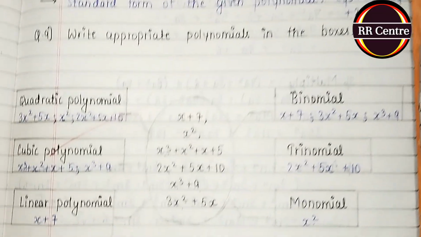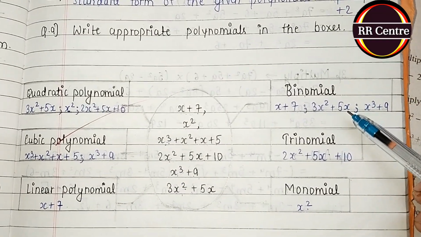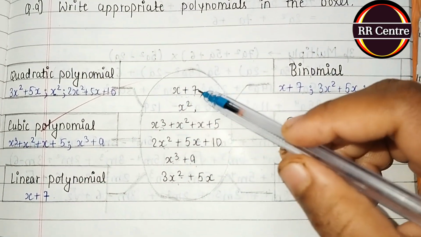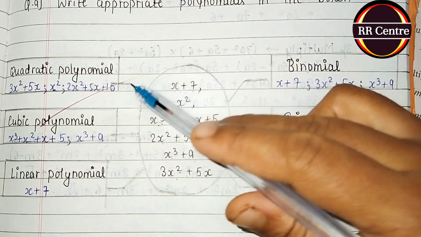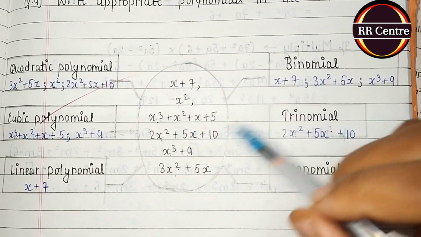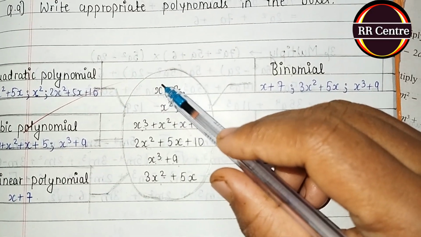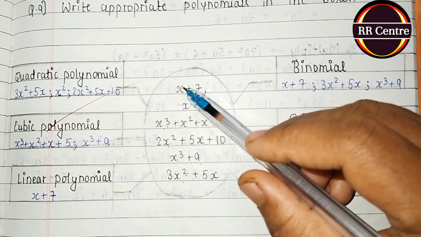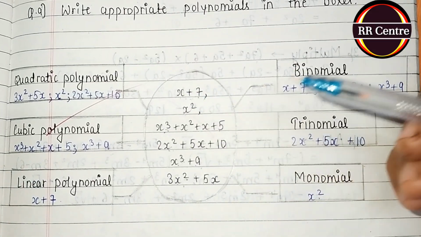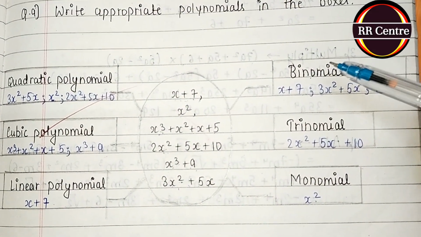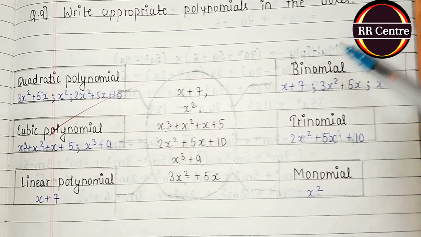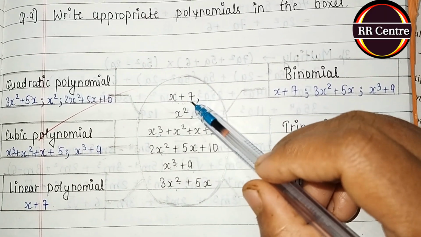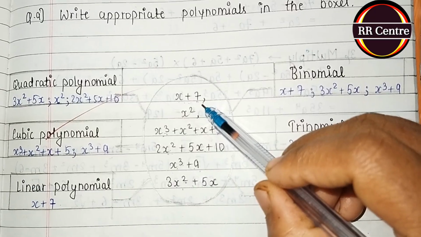Last one, question number 9th one, write appropriate polynomials in the boxes. So first one, now आपको identify करना है quadratic polynomial and binomial, right? So first one, power index से आपको identify करना है which one is quadratic, degree of the polynomial, and which one is based on the term, right? So first one, number of the terms, how many is there? 2 terms, right? It means binomial, right?